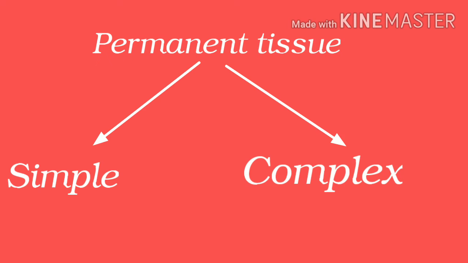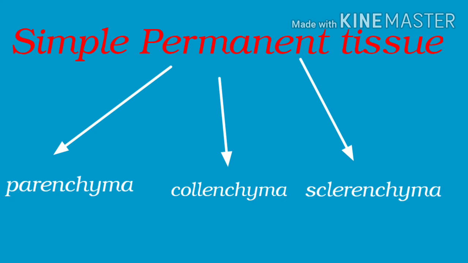Now when all the cells present in the permanent tissue are similar in structure and function, these types of permanent tissues are called simple permanent tissues. And if the permanent tissues have many different types of cells which together perform a particular function, then they are called complex tissues. Now first we are going to deal with the simple permanent tissue. Plants have three types of simple permanent tissue: parenchyma, collenchyma and sclerenchyma.